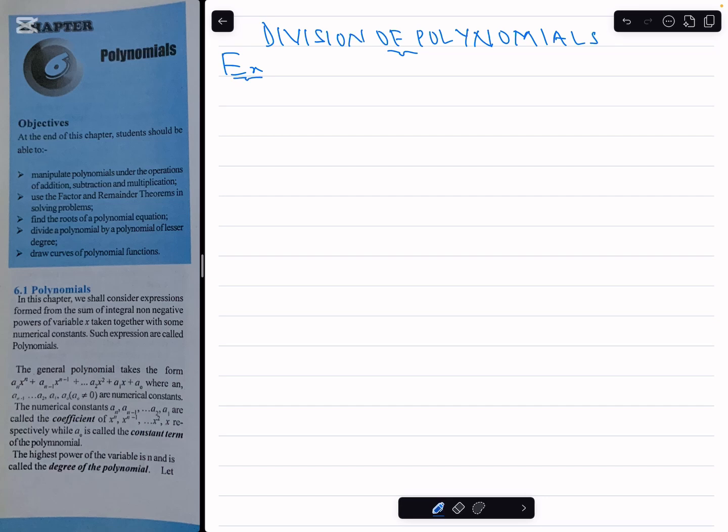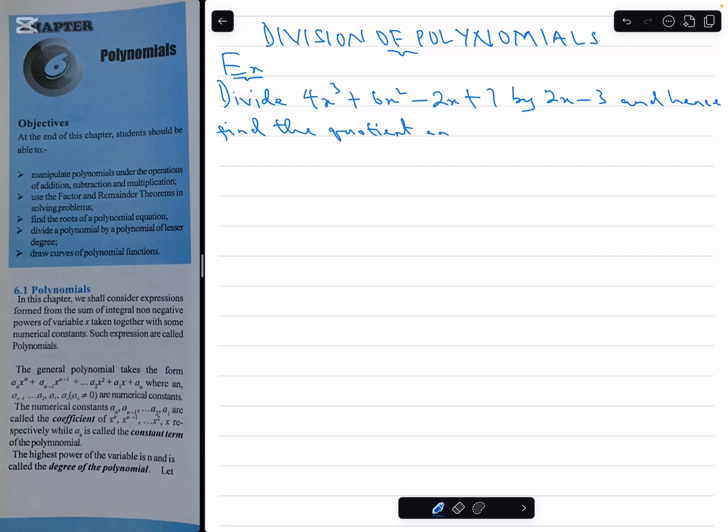Example: divide the polynomial 4x cubed plus 6x squared minus 2x plus 7 by 2x minus 3, and hence find the quotient and the remainder.